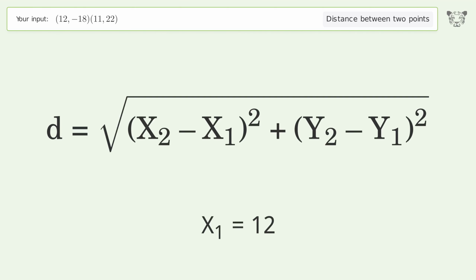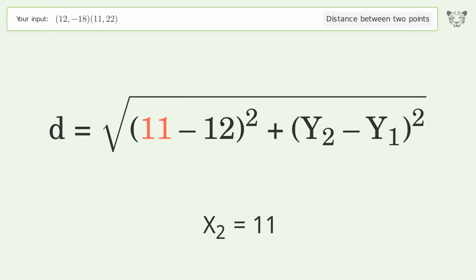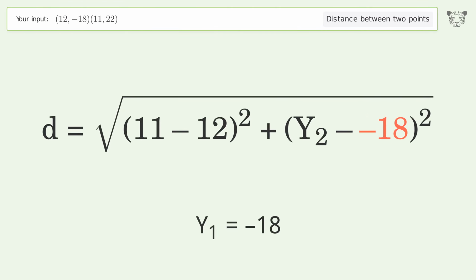x1 equals 12. x2 equals 11. y1 equals -18. y2 equals 22.